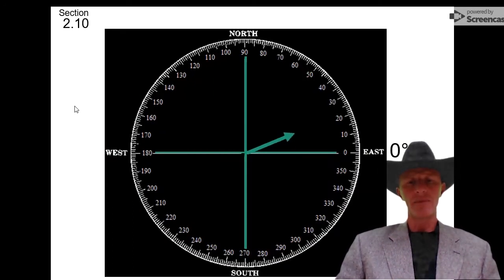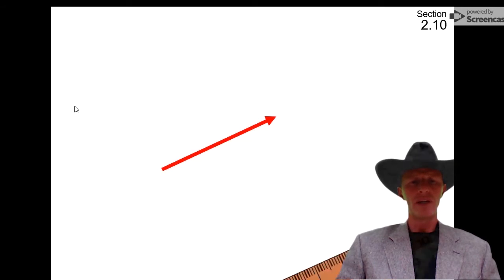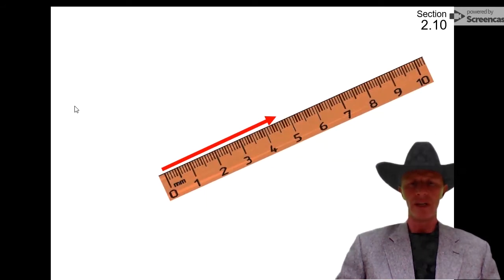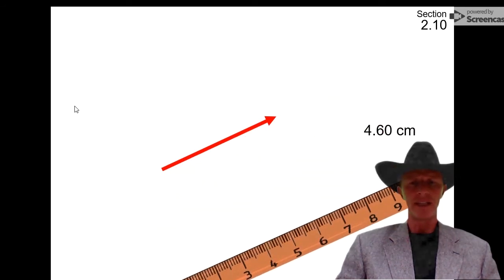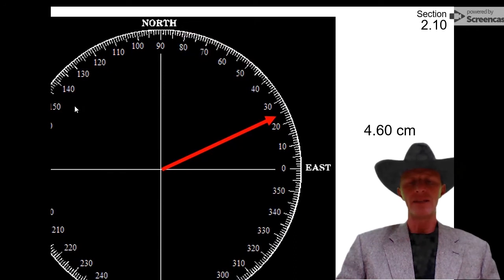So let's look at an example, see if you can measure the two characteristics of an arrow. First one, we need to bring in a ruler and measure the length. Let's say for this one, the length is 4.60 centimeters. Well, what direction is it? Orienting it so that to the right is 0, or east, we can see that it is about 24 degrees.